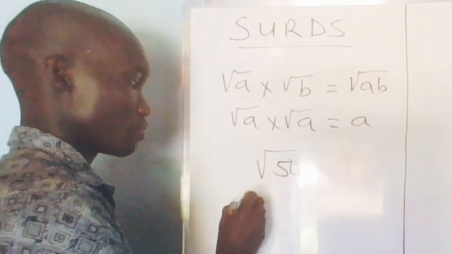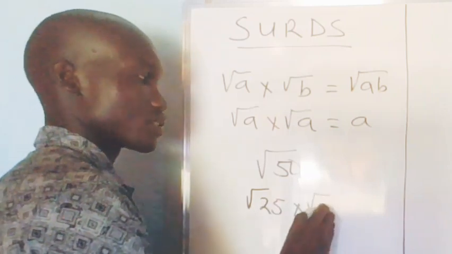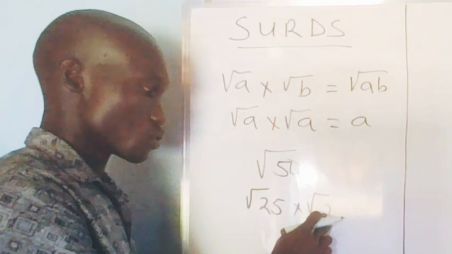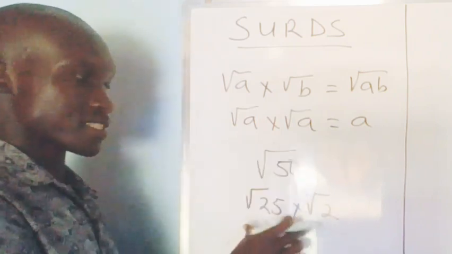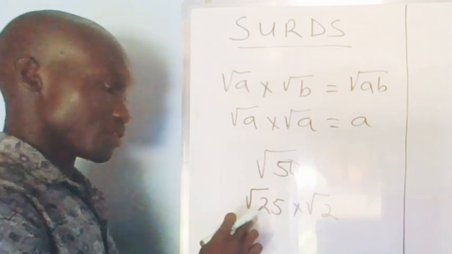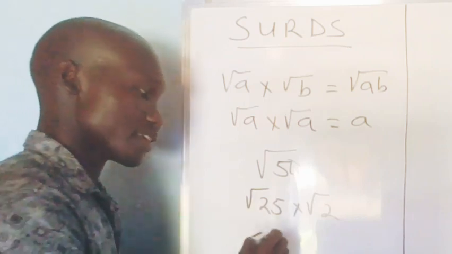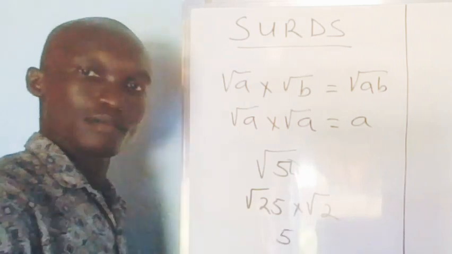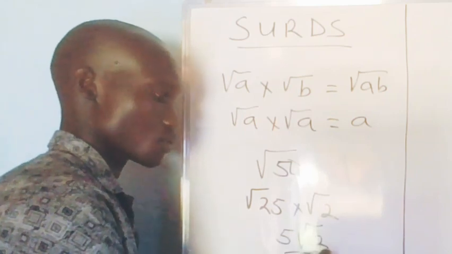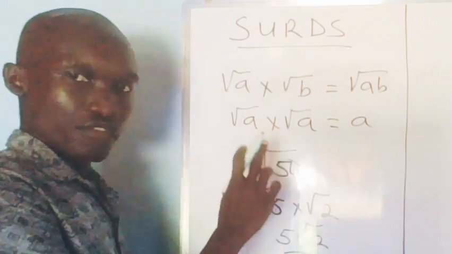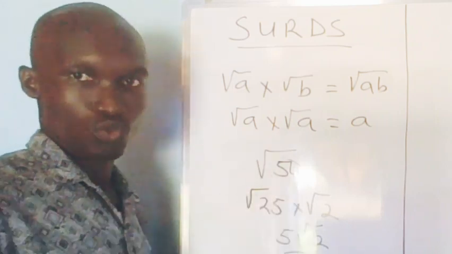The first one will be root 25 times root 2. Now when we multiply 2 times 25 that will give us 50. Now when we express this number like this, when we look at 25, we can find the root of 25, and the root of 25 is 5. And then multiplied by root 2. So root of 50 expressed as a surd will be 5 root 2.